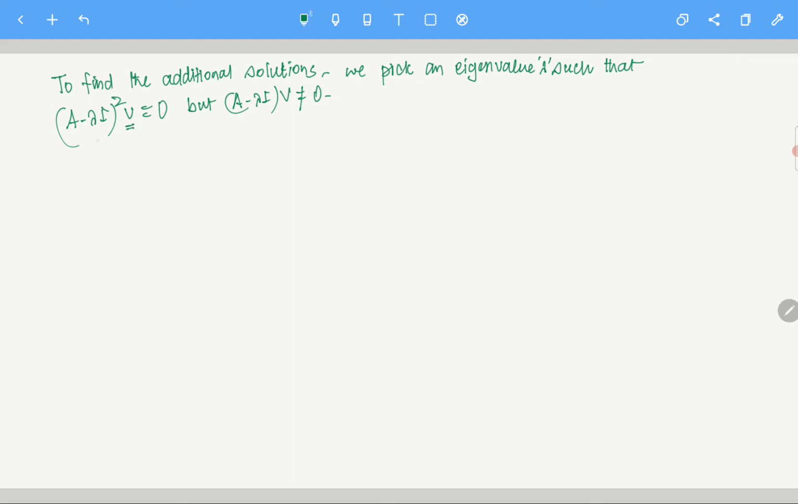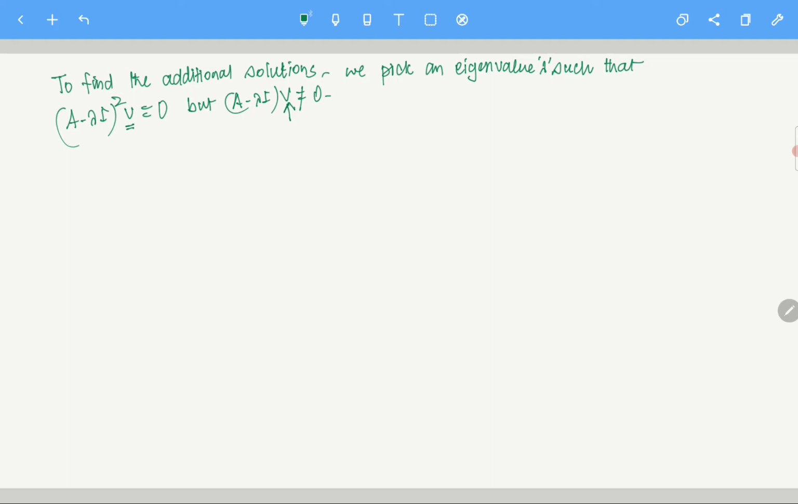We want to find a v such that (A minus lambda I) squared times v is 0, but (A minus lambda I) times v is not 0. Lambda is given to you, A is given to you, I is given to you. So basically v is not an eigenvector. Of course v is non-zero. V is not an eigenvector, but something generalized. We call this sort of v a generalized eigenvector. It does not satisfy (A minus lambda I) v equals 0, but (A minus lambda I) squared times v is 0.